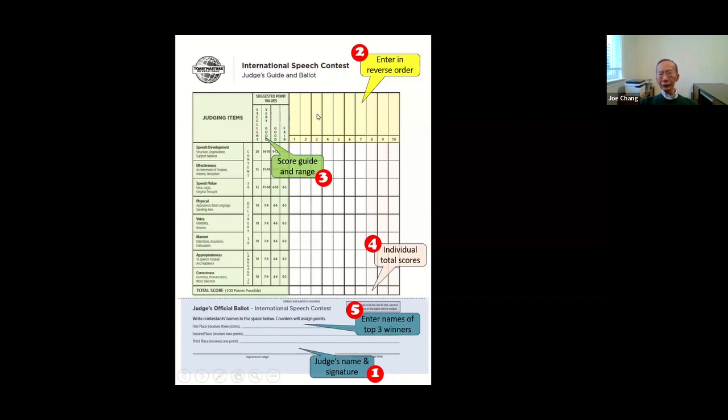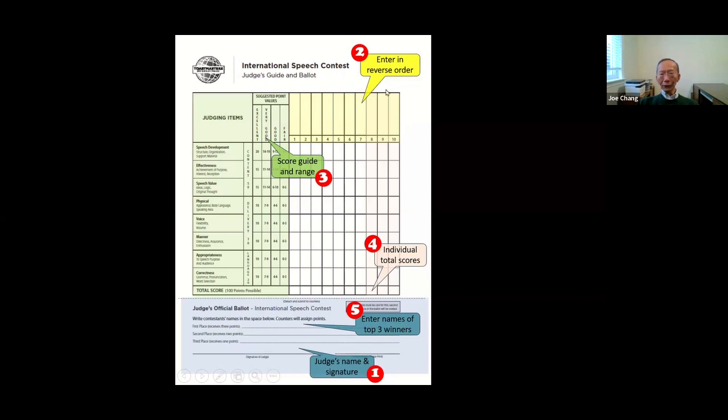When you enter the names in this section, I would recommend you put the first speaker in here, number 10. And then the second speaker at number 9. And the third speaker at number 8. And so on. So you fill the form in the reverse direction. You reverse it from the 10th all the way to the first, if you have 10 speakers. All right? Now, I'm going to explain to you why we do that later on.